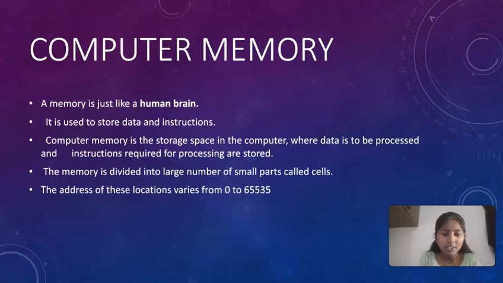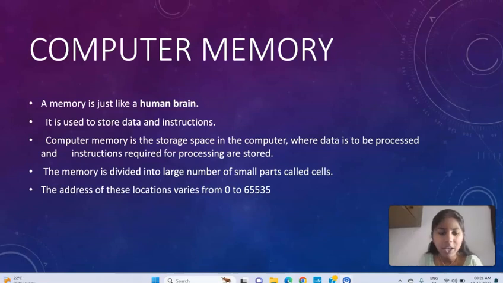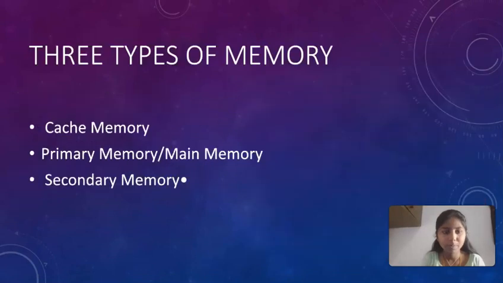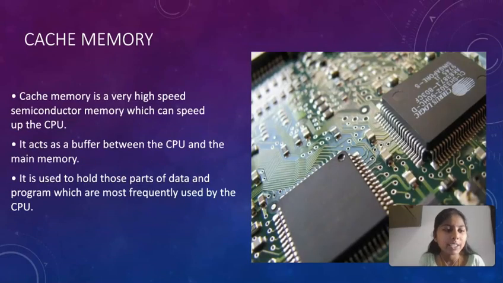The address of each location varies from 0 to 65,535. For example, a memory may have 64K words. Next, we will go through the three types of memories. The first one is cache memory, the second is primary memory, also called main memory, and the third one is secondary memory.